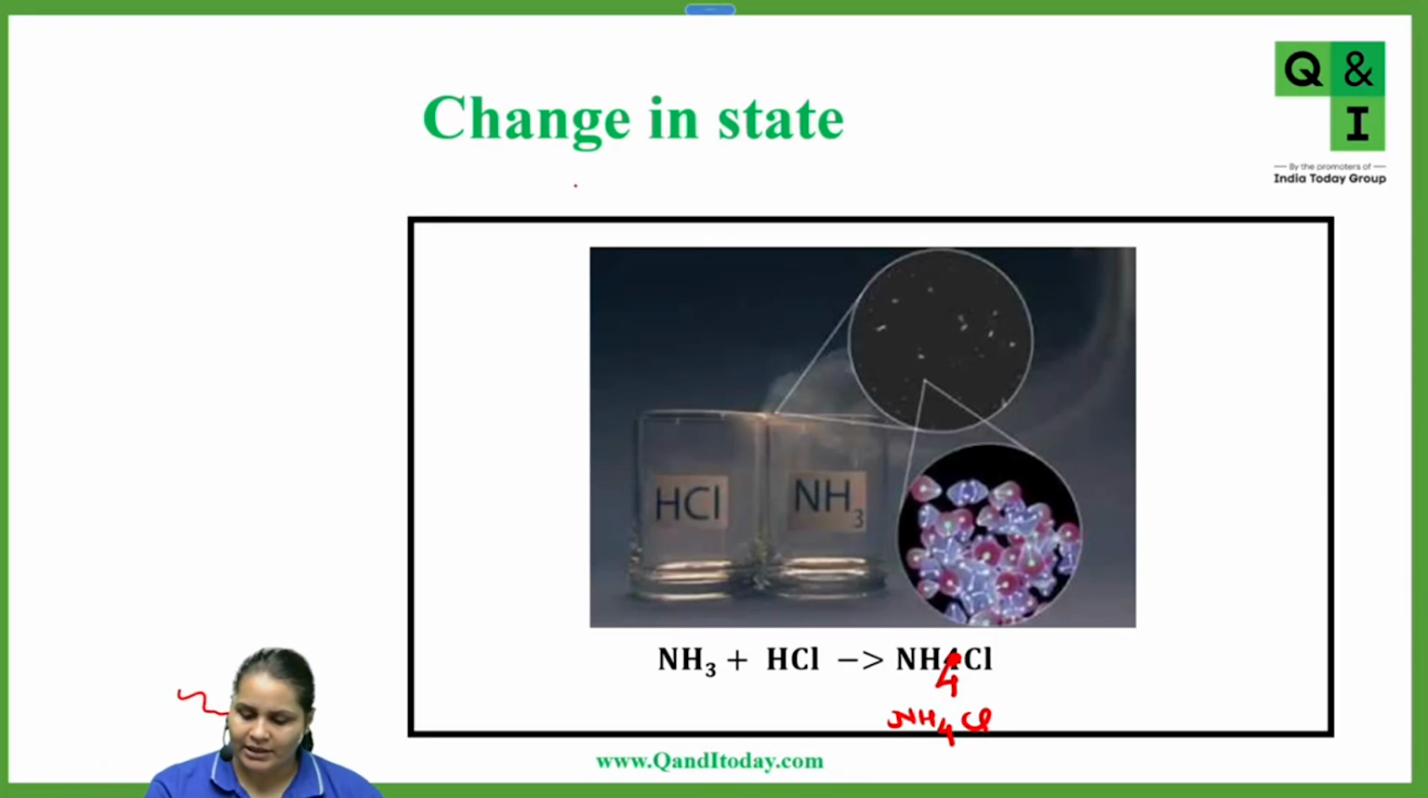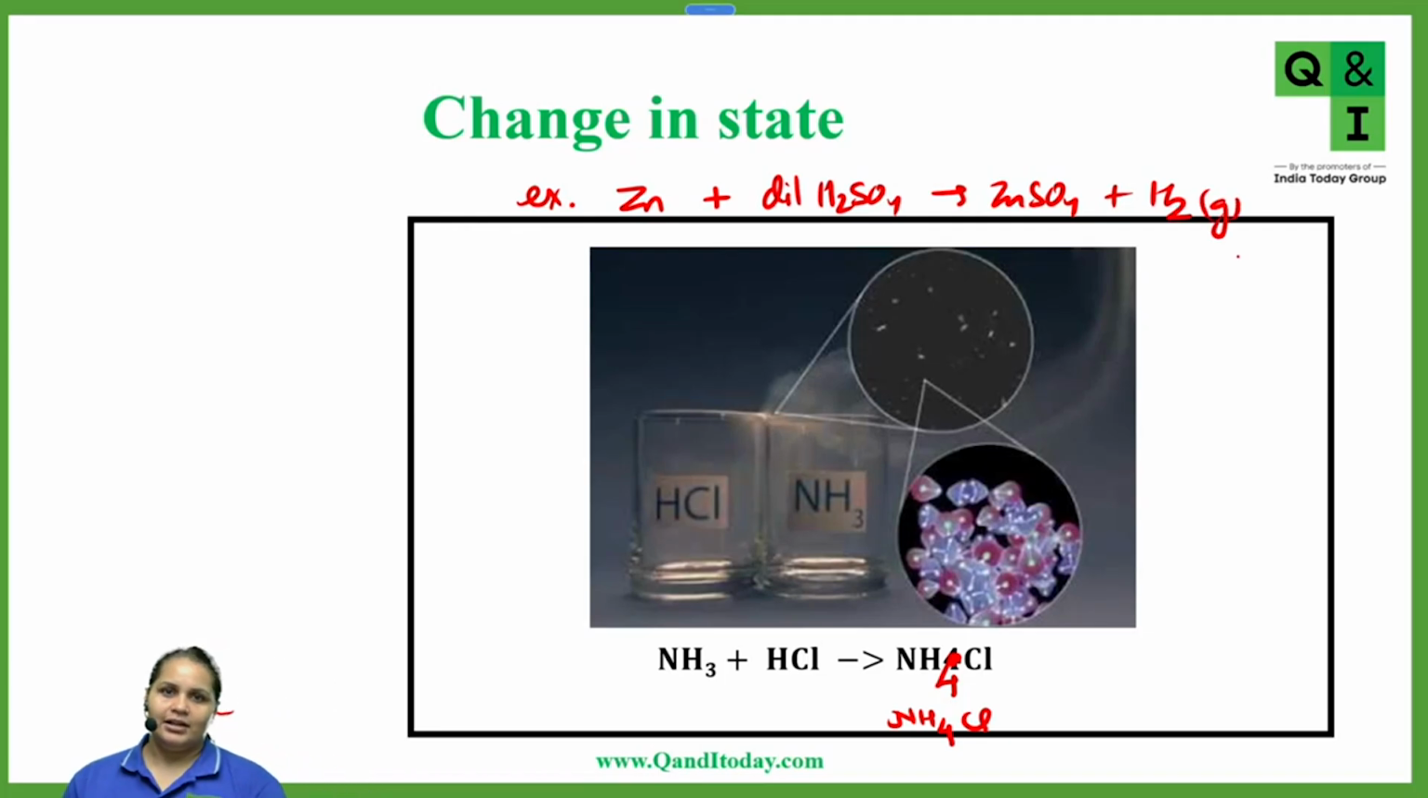Another example we did for the change in state, when we added zinc into dilute sulfuric acid, we got zinc sulfate and hydrogen gas. So we didn't take gas as the reactant, but when the reaction occurred, a gas was formed. This is the observation where we saw change in state during a reaction.